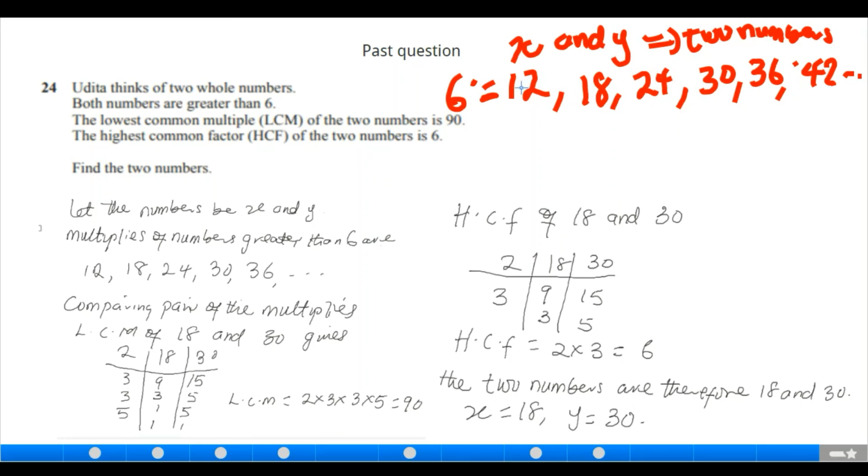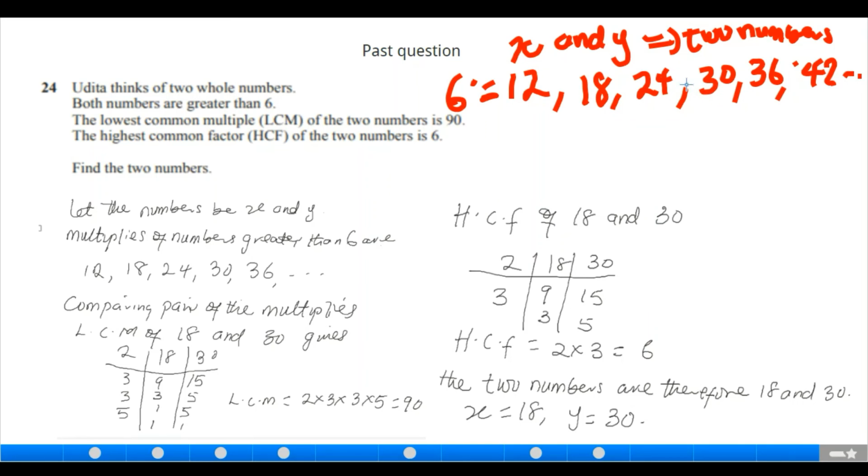So we compare pairs of these. We can have 12 and 18, and we find the LCM and the HCF. So if the LCM is 90 and the HCF is 6, then we are right. And you look again, we can look for 18 and 24, 24 and 30, 30 and 36, 36 and 42. So by the time you look at all of this, you find their LCM and HCF. If the LCM is 90 and the HCF is 6, then those are the two values that we are looking for.